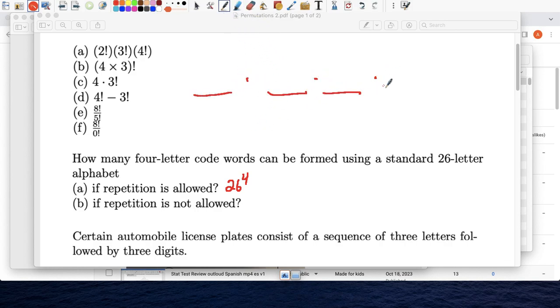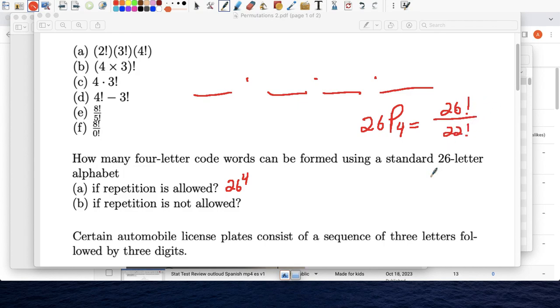We have 26 kids. We're going to put 4 in the back row for the class picture. How many different arrangements of 4 can we do? So that's basically what this is, right? 26 people taking 4 at a time. So we have 26 factorial on the top. The bottom is 26 minus 4, which is 22 factorial.